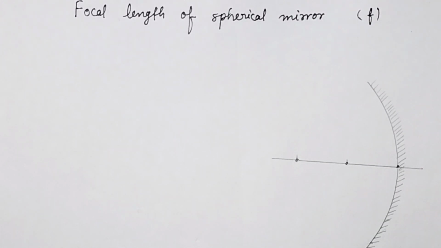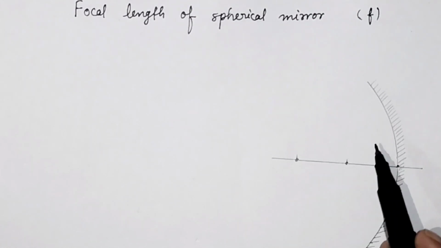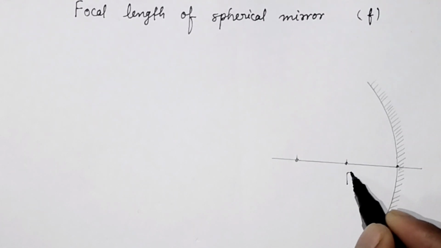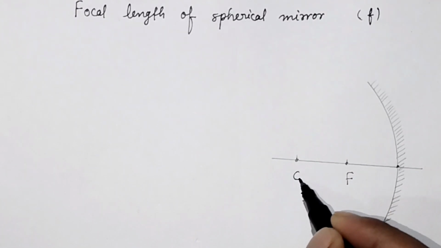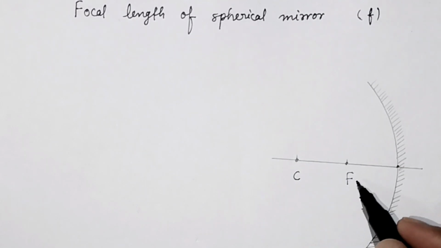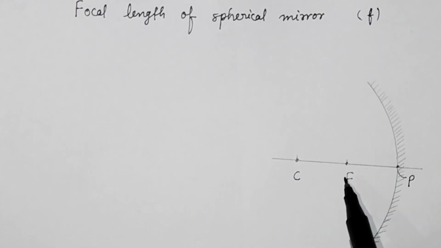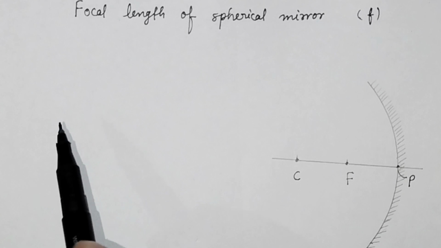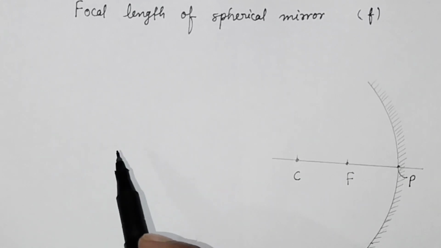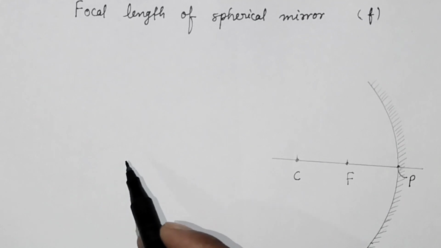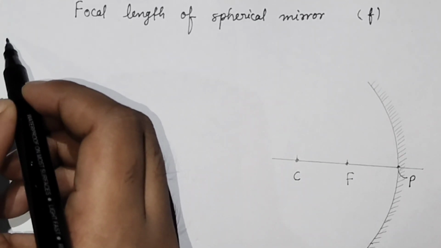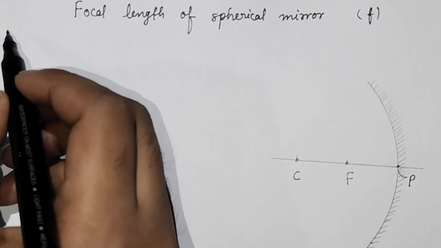This is a spherical concave mirror, and you can see this area is polished, and this line is known as the principal axis of the spherical mirror. Here we have focus F, this point is known as the center of curvature, and this point is known as the pole, denoted by P. So this is the figure where we will find the relation between F, the focal length, and the radius of curvature, capital R. First we will discuss the definition of focal length.